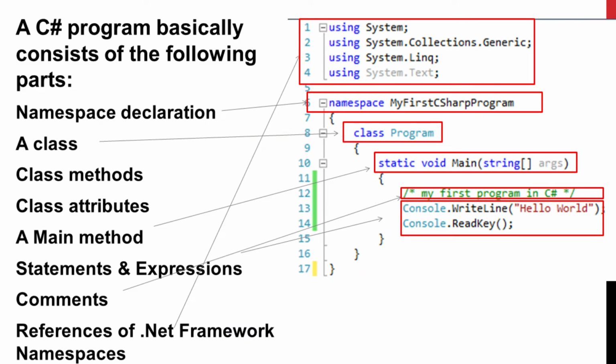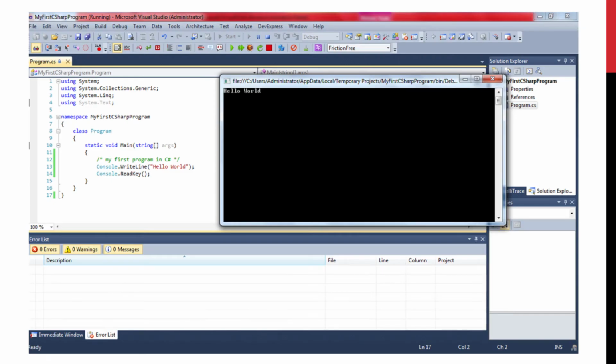A C# program basically consists of the following parts: namespace declaration, a class, class methods, class attributes, a Main method, statements and expressions, comments, and references of .NET Framework namespaces. This is the output of the example source code.